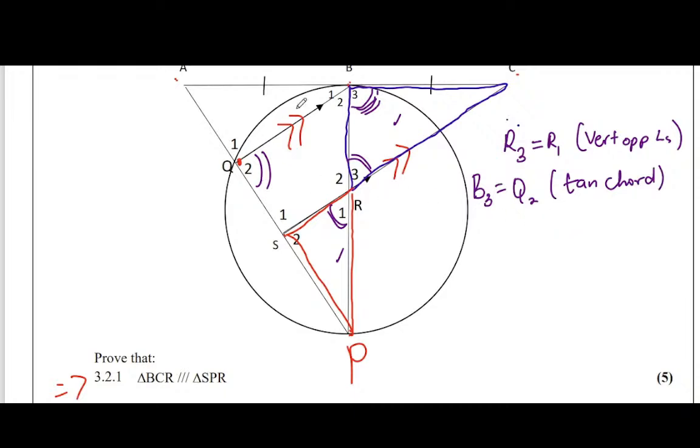But we know that QB and SC are parallel, which means this Q2 must be the same as this S2. The reason: those are corresponding angles, because QB is parallel to SC. And if that is true, then our B3 is the same as S2.